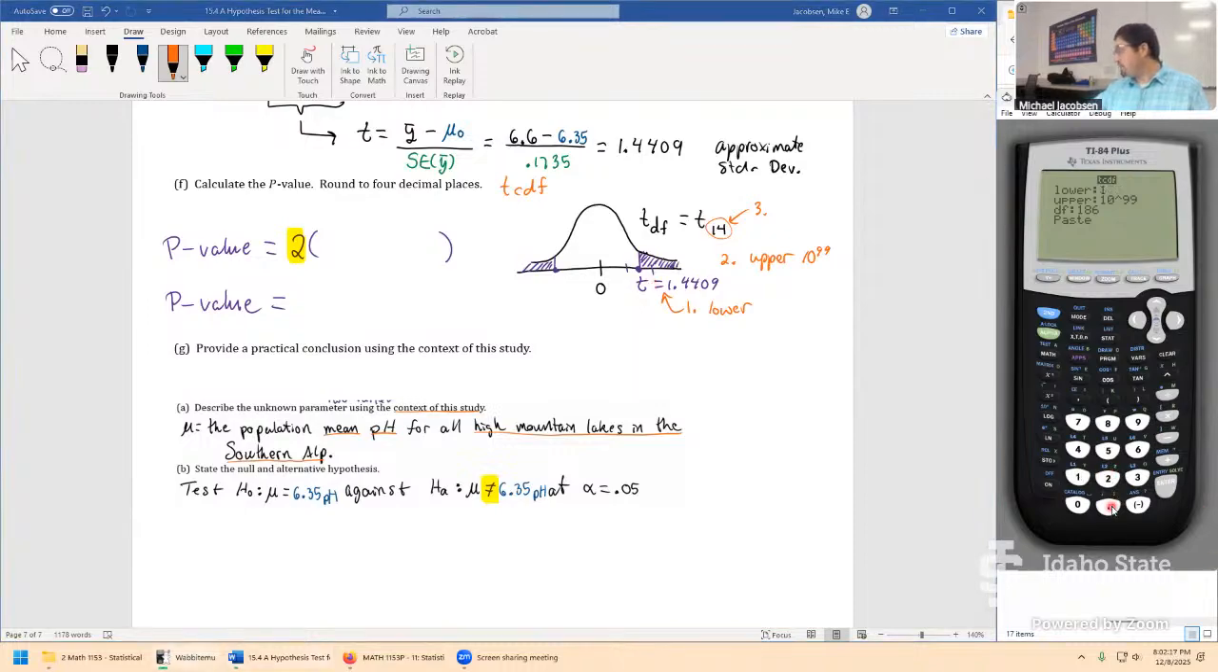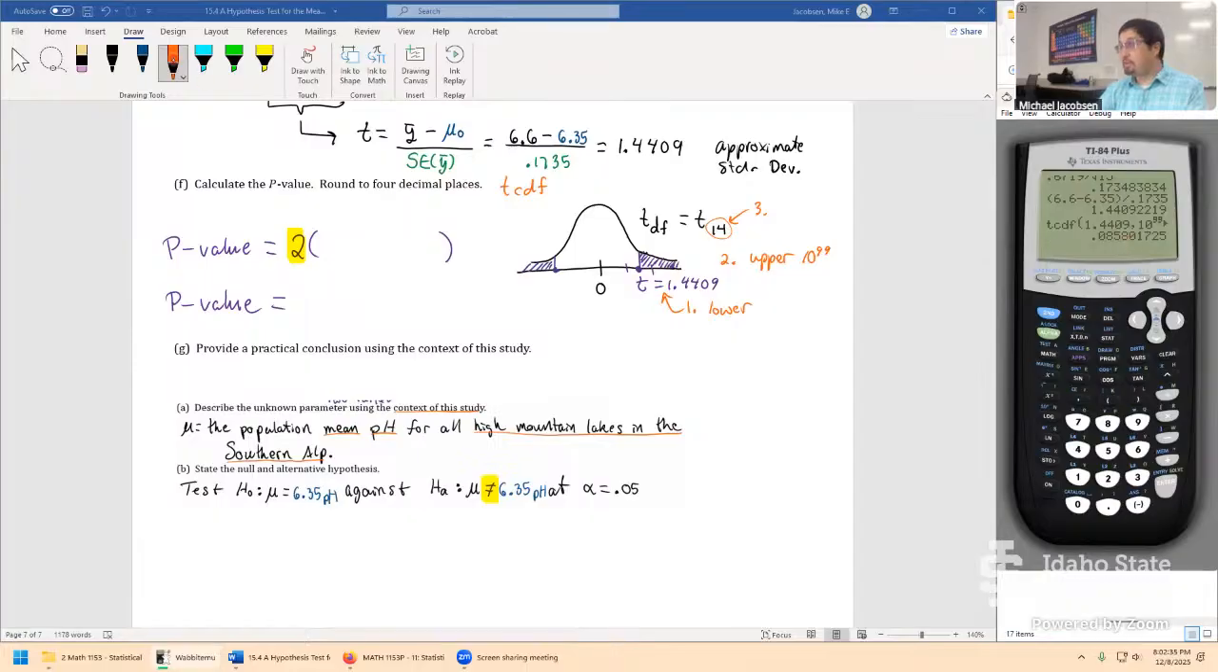So go 1.4409. 10 power 99 is already set. Drop the degrees of freedom down to 14. And that's what the calculator should look like. Hit enter. Let it compute.